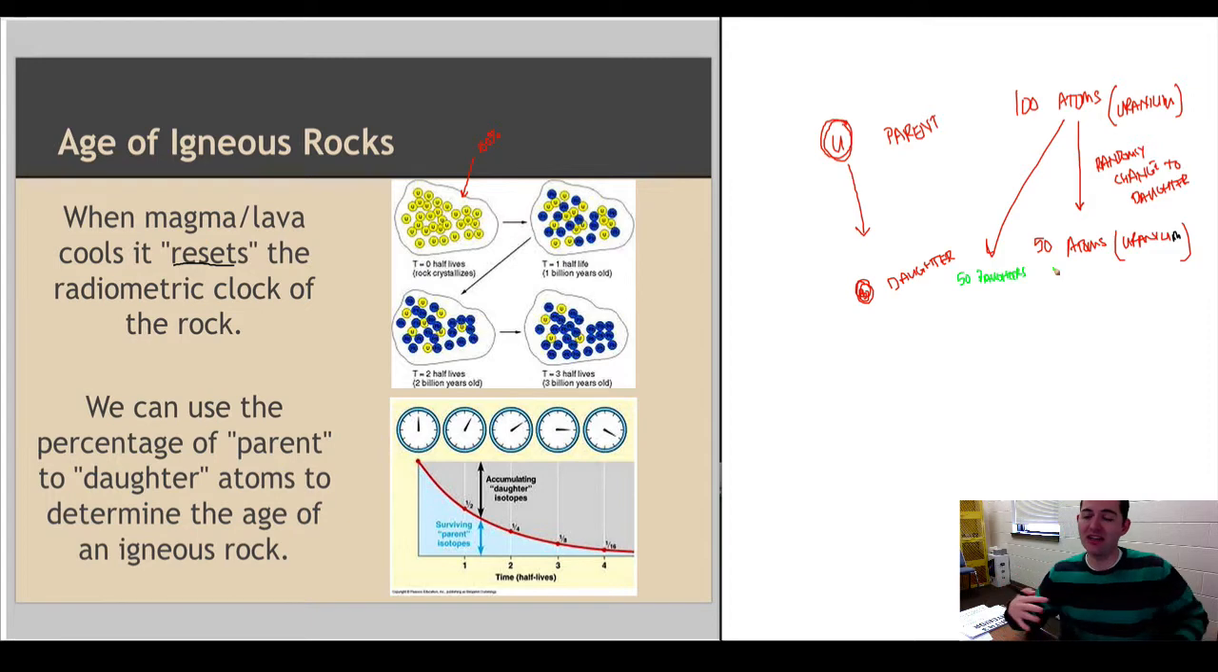But if we are looking at a large number, we have what's called the half-life. And a half-life is the amount of time it would take for half of them to become the daughter atom. So in this case, the half-life is a specific amount of time. In our diagram over here, that happens to be 1 billion years.